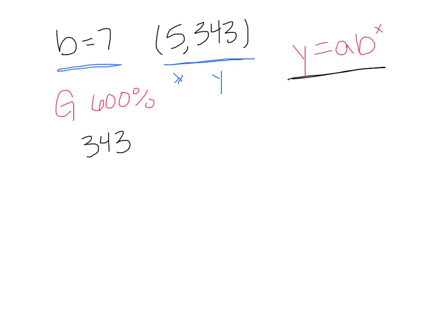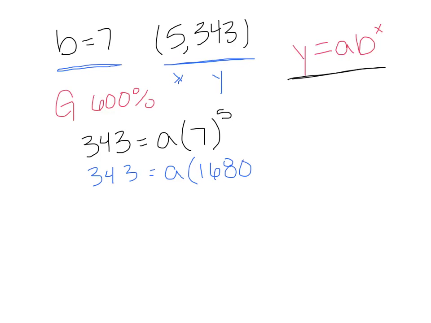343 is y, so 343 equals a times 7 to the 5. Alright, well now it's just a matter of solving for a, so it's a matter of using algebra. So first thing we need to do is raise 7 to the 5th power. So you have 343 equals a times 16,807. Divide both sides by your 16,807.